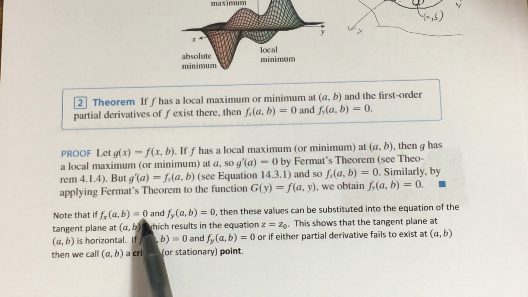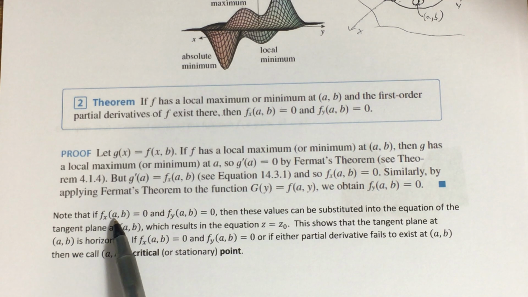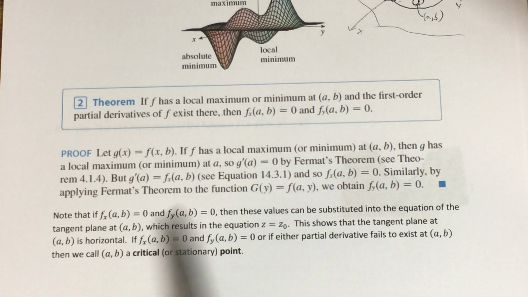Now, one thing that's worth noting is what happens when you have a point on a surface for which the partial derivatives with respect to both x and y are equal to 0. If you substitute those values into the equation of a tangent plane, then those terms that have as coefficients fx and fy are going to go to 0, and the end result is going to come out to a plane that simply looks like z equals z naught. That is a horizontal plane, parallel to the xy plane.